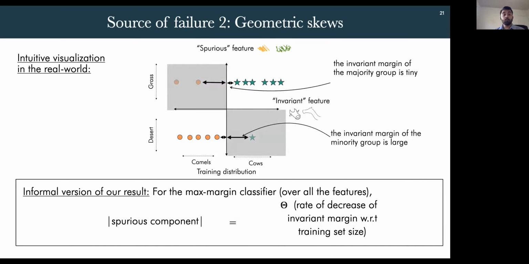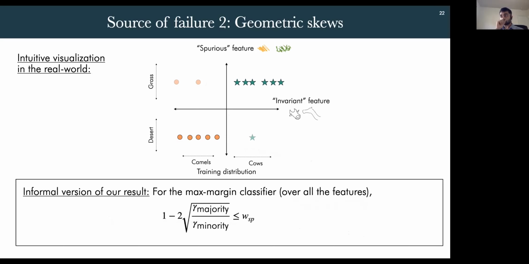And now let's look at this a bit more mathematically. What we show is a theorem that looks something like this. This has been extremely diluted. The theorem has a lot more details to it. But in a way, what this theorem is trying to say is that the spurious component can be lower bounded in terms of two quantities.